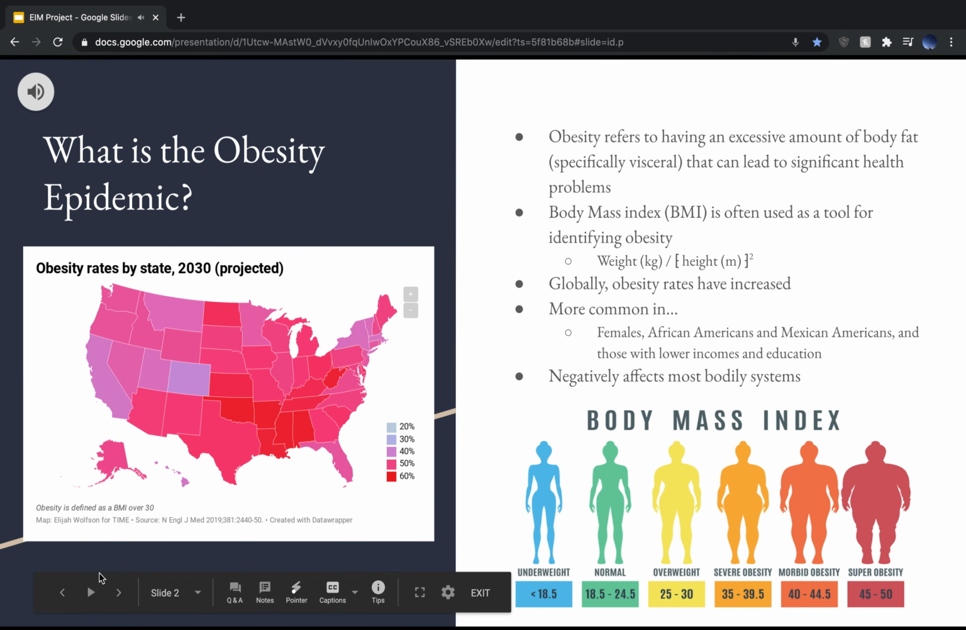Before we dive into some of the more specific topics, we are going to take a look at what the obesity and physical inactivity epidemics are. From there, we will be able to build on what we know and apply it to some related topics. So, what is the obesity epidemic?